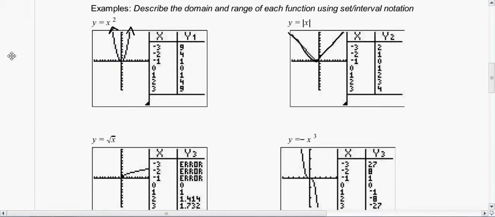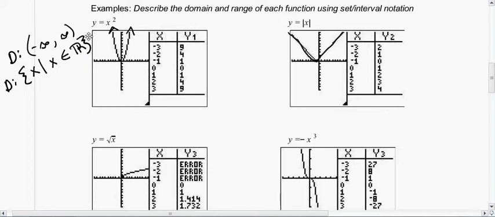So my domain, if I'm using interval notation, goes from negative infinity all the way up to positive infinity. And I'm remembering to use the parentheses, not the brackets, because infinity is not a number, so I can't include it. If I were going to do set notation for domain, I would write all x's such that x is an element of the real numbers. And that will describe every possible x in my domain.